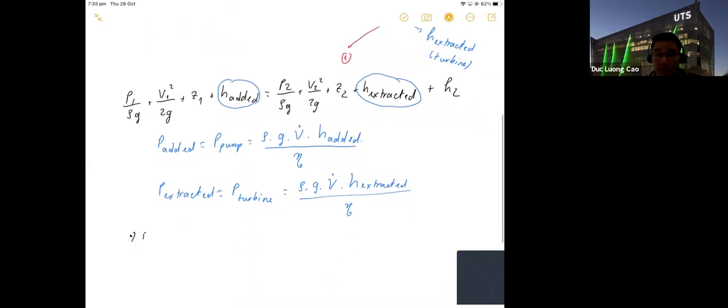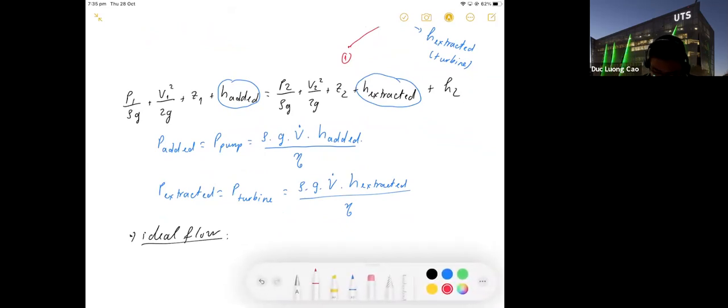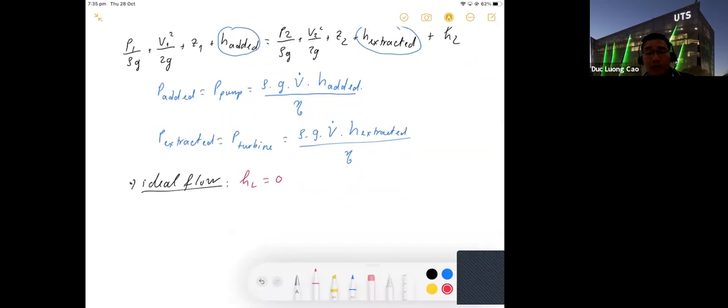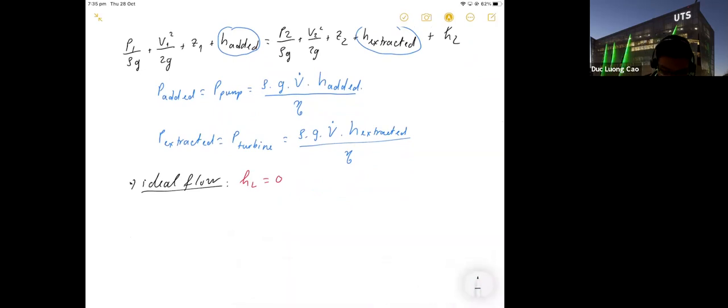If you have ideal flow, if a question gives you ideal flow, it means no energy loss, HL is 0. HL is 0 for ideal flow, and you will have the Bernoulli equation. For ideal flow, HL is 0, you will have the Bernoulli equation. For real flow, it means HL is not equal to 0.